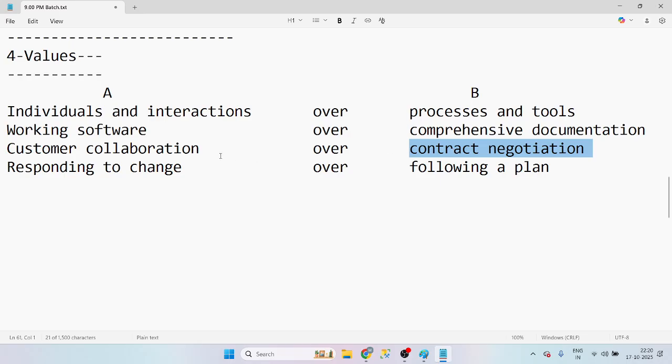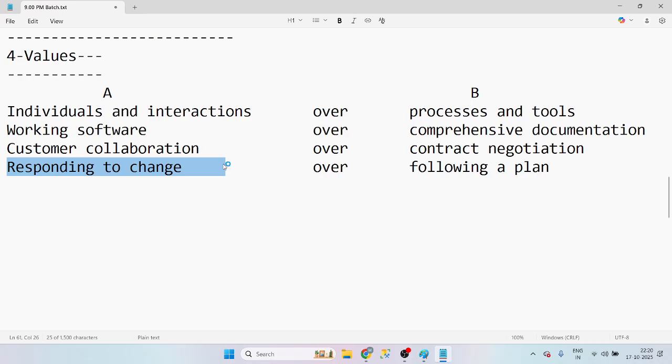Correct, Manoj. Did you understand the third point? Any doubts? Okay. Coming to the fourth point, responding to change over following a plan. What does it mean, Manoj? This point we can understand in Jira. I will explain it a little bit.